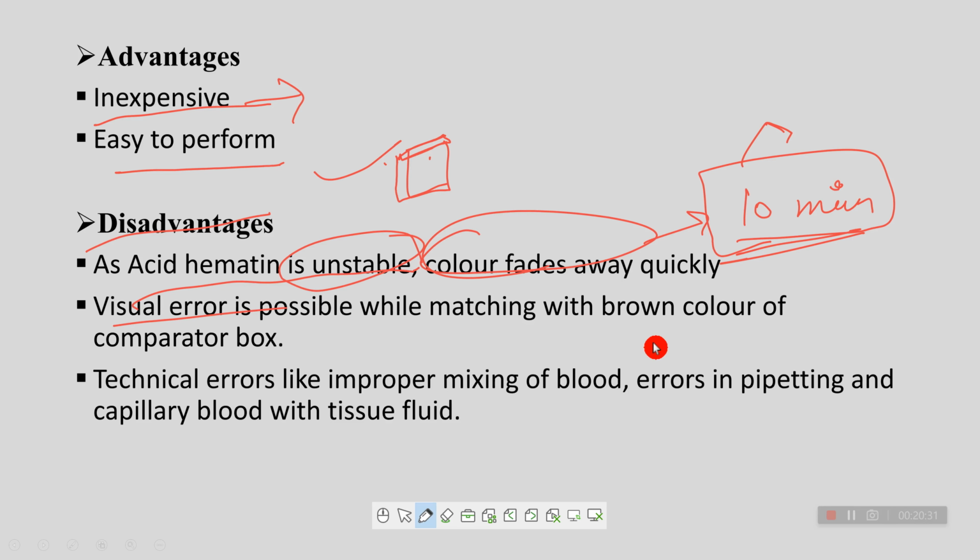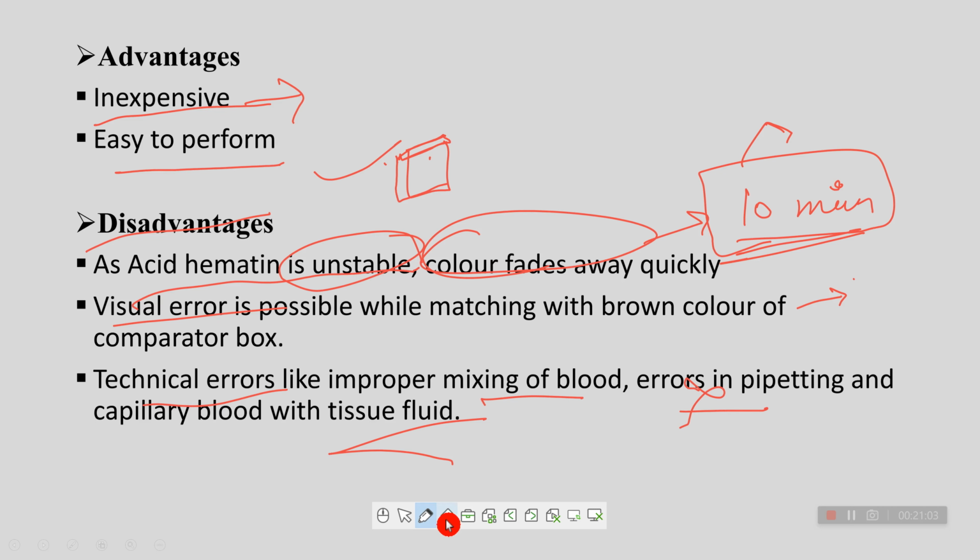Second is visual error. Visual error is possible while matching the brown color of the comparator box, because for one person it may seem that the color has been reached, while for another it may seem that the color has not matched with the brown glass comparator. Then technical errors may be present, like improper mixing of blood, error in pipetting, and capillary blood mixed with tissue fluid.